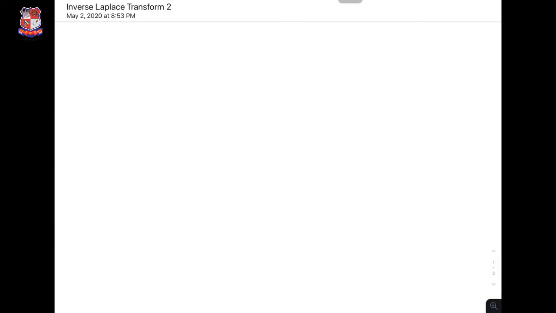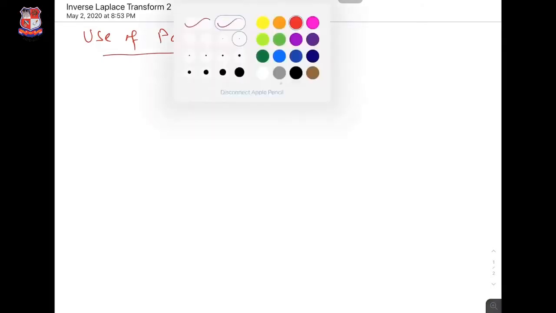Hello friends, let us find the inverse Laplace transforms of some functions, but here we shall use the partial fractions method that you have studied in your 12th standard. So here we shall use the partial fraction method, that is, use of partial fractions to find the inverse Laplace transform.